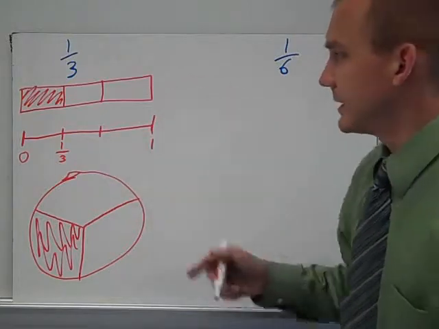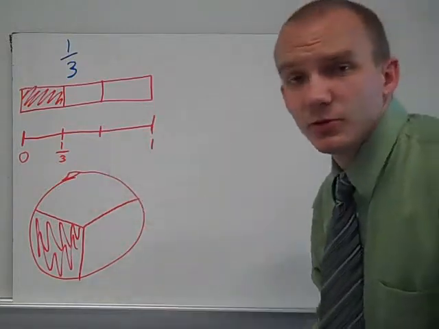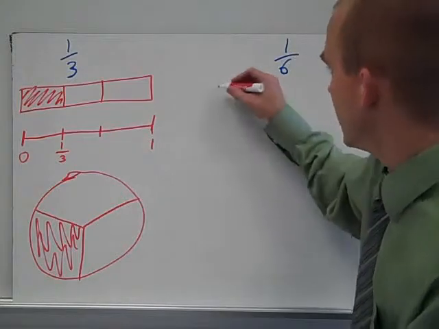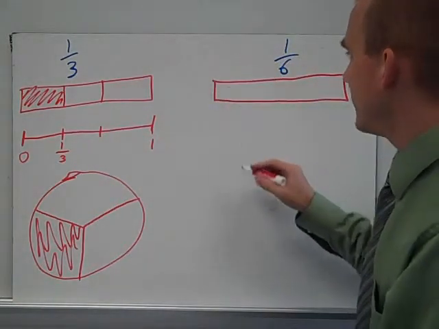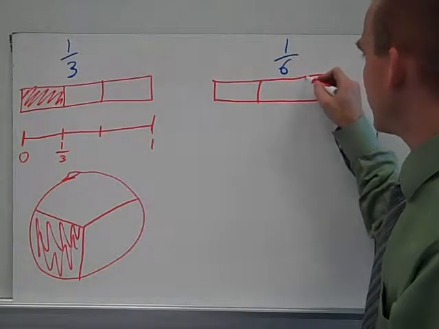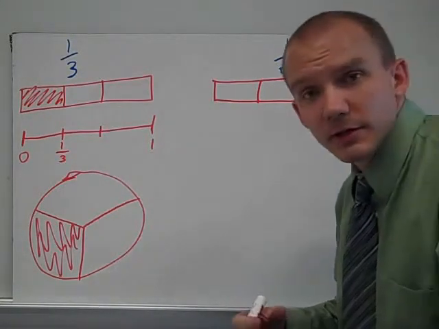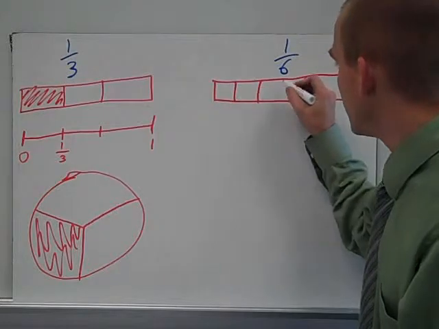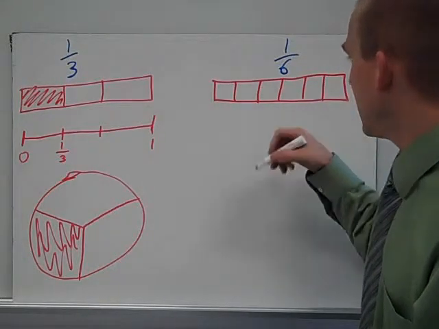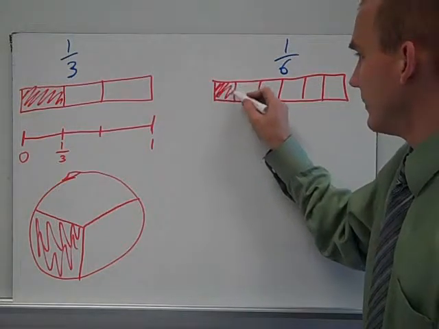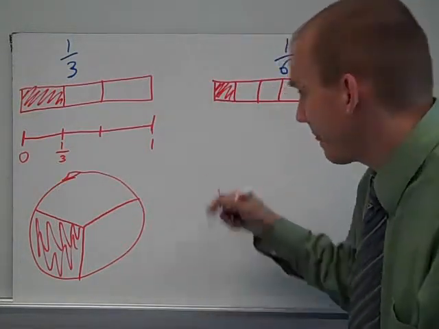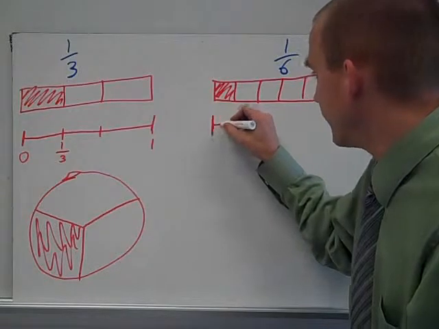Sixths. The reason I connect these together is because sixths, when you're drawing them, you usually start by drawing a third. I'll show you that. So you draw a rectangle, and you split it into thirds first. And then once you split it into thirds, you split each third into 2 equal parts. At which point you have 1, 2, 3, 4, 5, 6 equal parts, and just shade in one of them. You have 1/6.